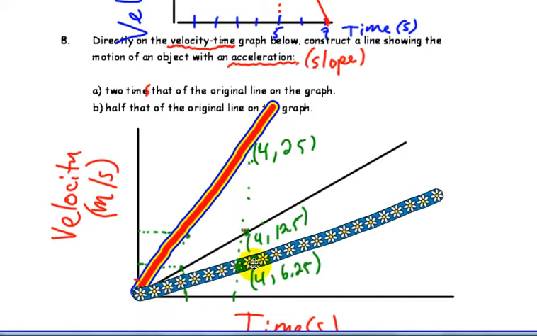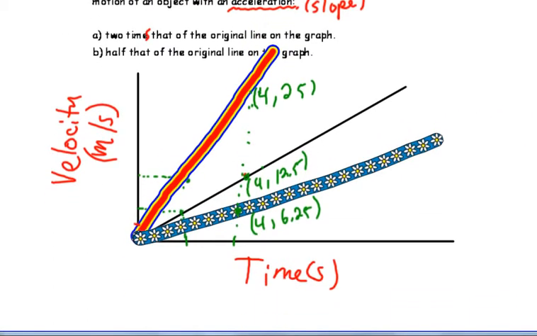I went flower power here on you with this line. It's half of 12.5, so that's 6.25. So twice the slope, half the slope. Twice the acceleration, half the acceleration. So just sketch it, looks something like that.